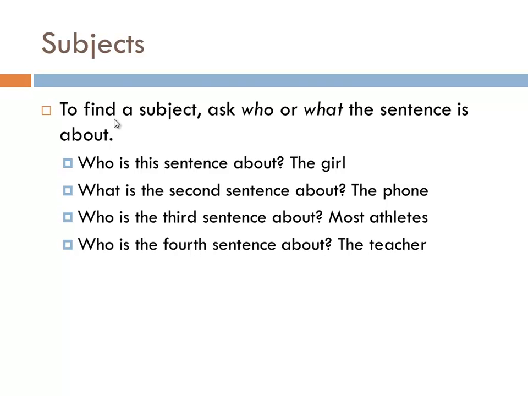So, to find a subject, we ask ourselves who or what the sentence is about. So, who is the sentence about? Well, it's about the girl. What is that second sentence about? Oh, the phone. Who is the third sentence about? Well, most athletes. And who is the fourth sentence about? Oh, the teacher. So, if you're ever trying to find a subject in a sentence, ask yourself who or what is the sentence truly about?